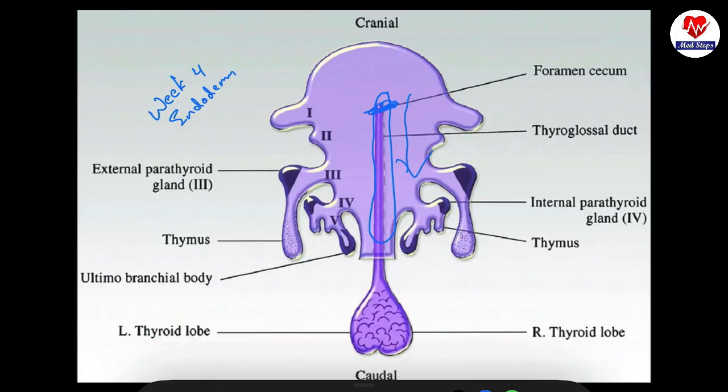Because of the thyroglossal duct, it reaches its final position at week 7. These weeks are very important from our exam point of view. If the duct persists, it leads to a thyroglossal cyst. Some patients have a thyroglossal cyst, and it moves with swallowing and tongue protrusion. So these are the things for embryology.